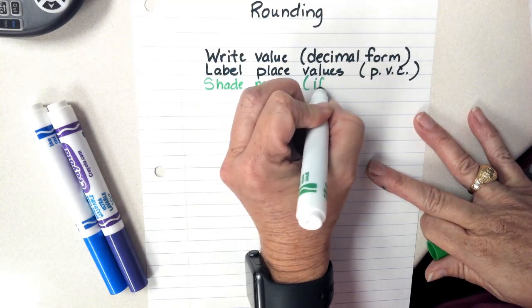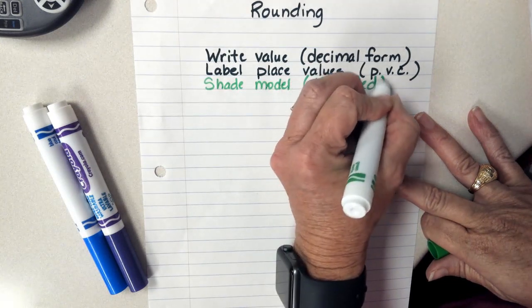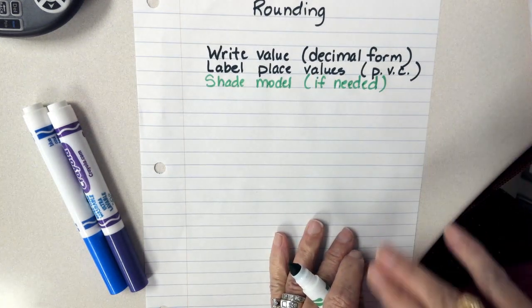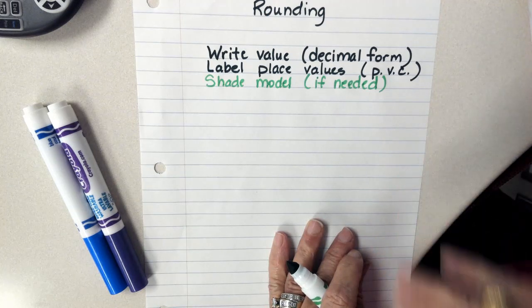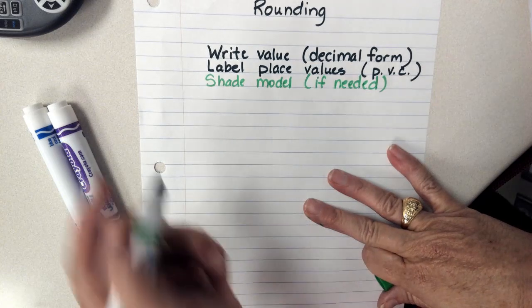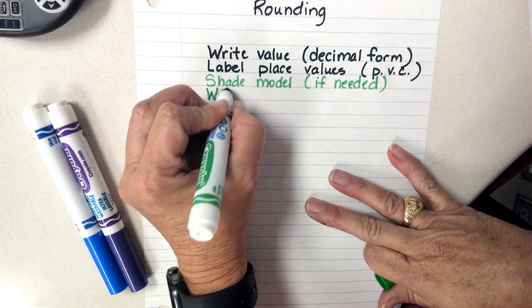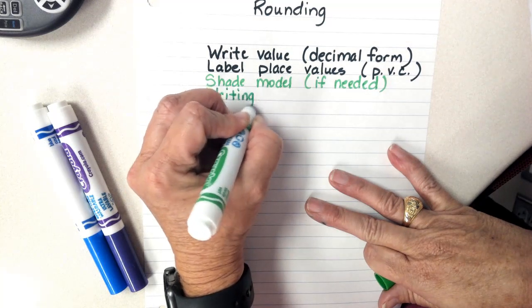And I put if needed, because we won't always have models, but you're going to see a lot of models in 5th grade, and so the more comfortable you are with those models, the better it is for you. And also, writing the fraction. We want to be really comfortable with writing the fraction value.